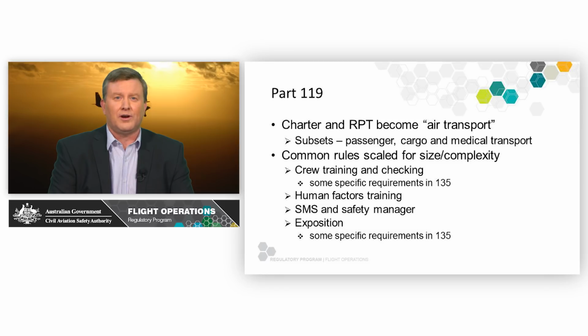So Part 119 has a number of common rules for all air transport operators, and they're all scalable for size and complexity. So, for example, there is now a requirement for crew training and checking for all air transport operators. That's going to be a new thing for many charter operators in the less than 5,700 kilo space, to whom CAR 217 doesn't currently apply. Training and checking in 119 has some generic requirements that apply to all training and checking organisations. And in 135, there's some specific training and checking requirements about exactly how you train your crews.